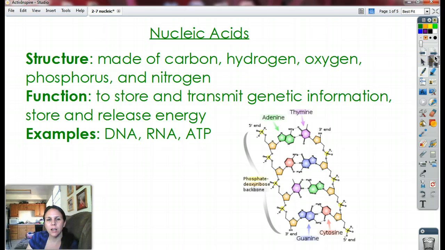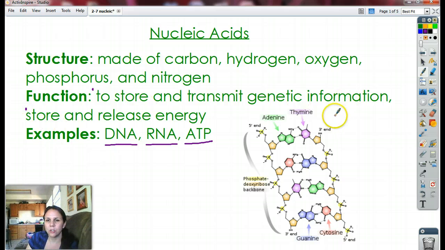The function of nucleic acids is to store and transmit genetic information, so your genes, the way you look, the way you act. And there's also a special class of nucleic acids whose job is to store and release energy. DNA and RNA do not do that. They are this one, DNA and RNA. This thing called ATP does that one.